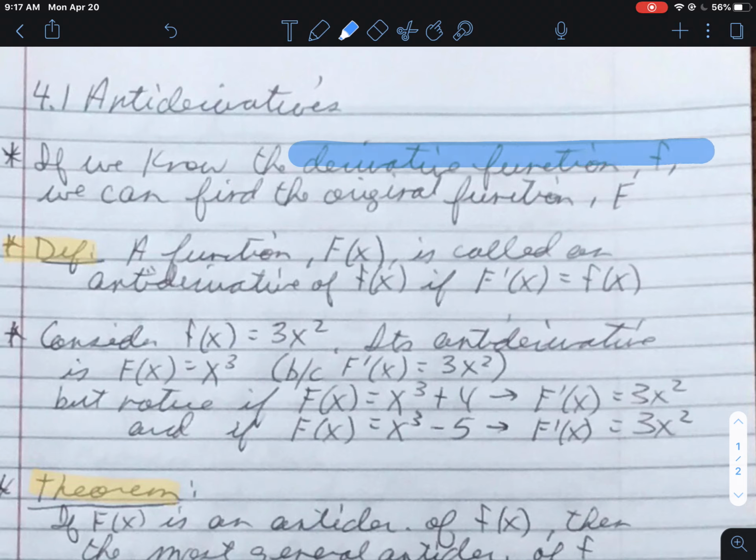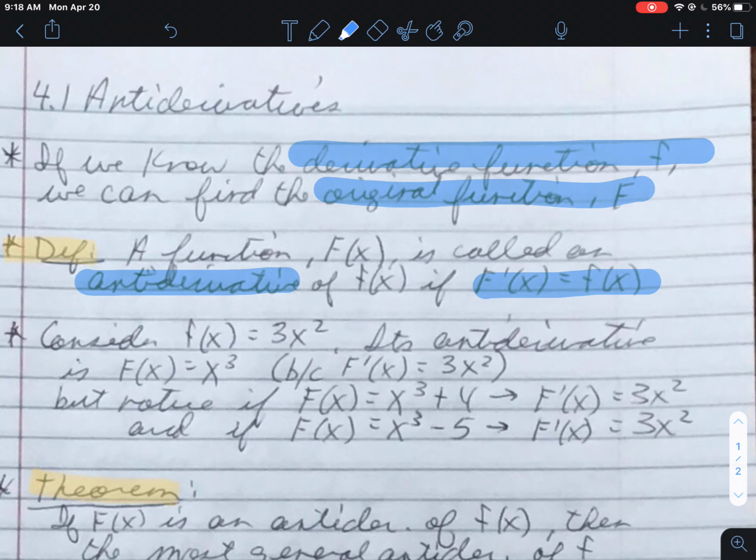Initially, I'm going to say, if I know the derivative of a function, or our derivative function, which we're going to call little f, we're going to call the original function capital F. So that little f is the derivative of cap F. So the idea here is, if we know what the derivative is, can I find the original function? So, definition: a function cap F is called an antiderivative of little f if cap F prime of x is little f. All right, so watch your notation. That could be a little tricky, and then we're going to bring in some new different notations later.